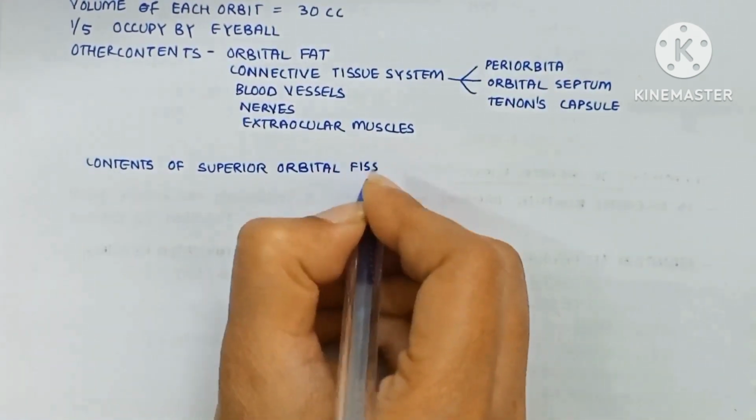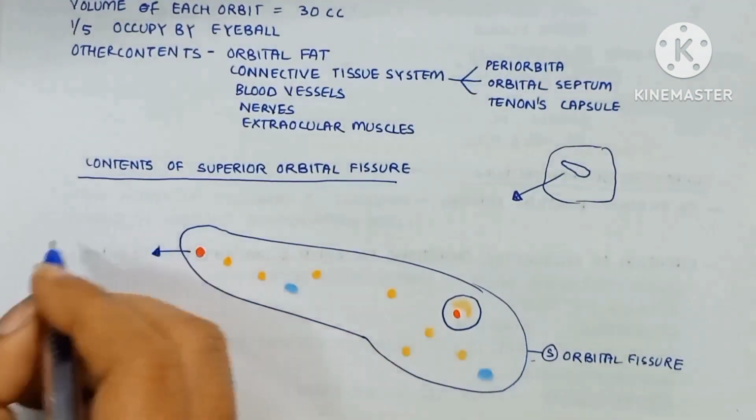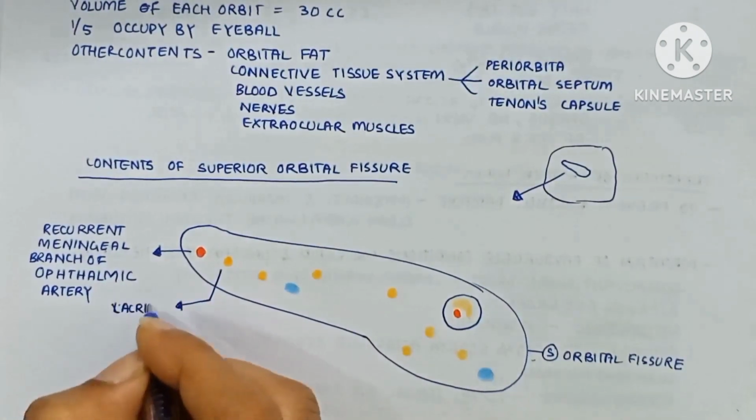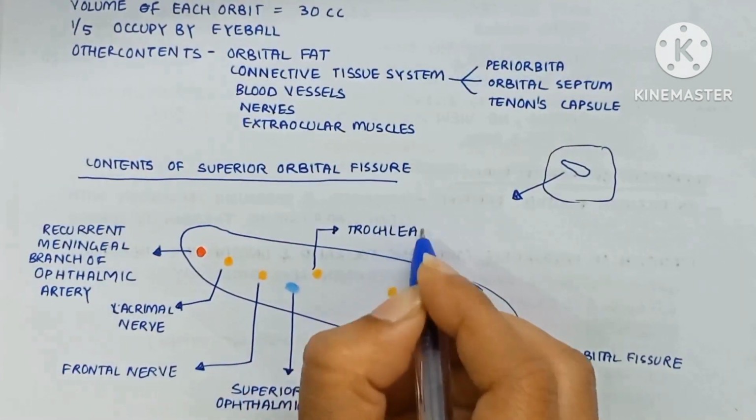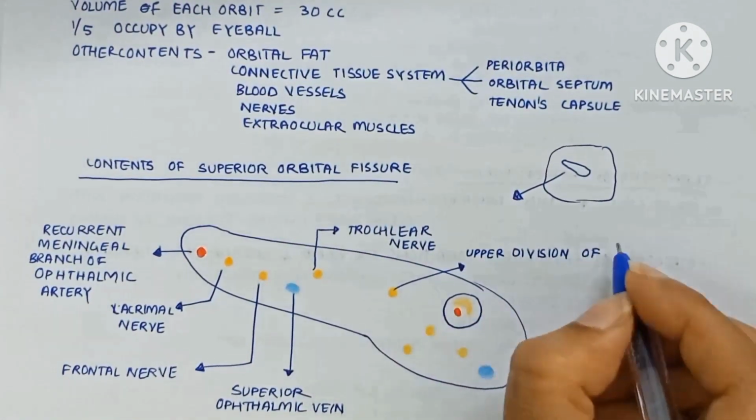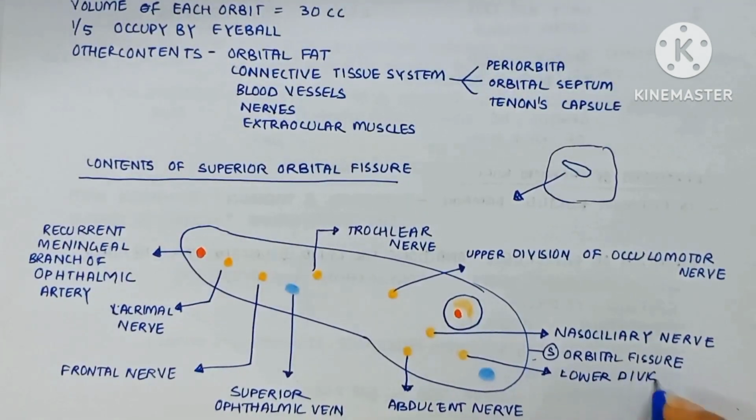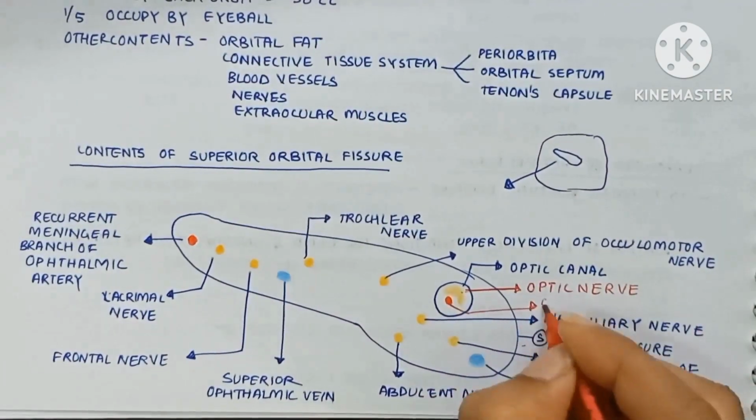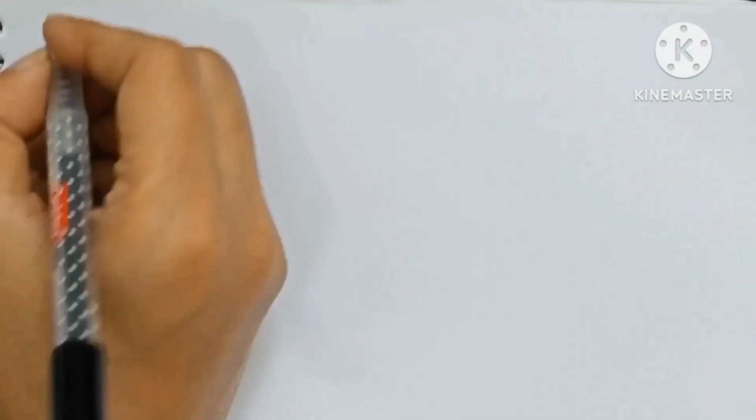Now the contents of the superior orbital fissure. This is the superior orbital fissure. The contents are the recurrent meningeal branch of the ophthalmic artery, lacrimal nerve, frontal nerve, superior ophthalmic vein, trochlear nerve, upper division of the oculomotor nerve, nasociliary nerve, abducens nerve, lower division of the oculomotor nerve, and inferior ophthalmic vein. This is the optic canal, which contains the optic nerve and ophthalmic artery. Now, this is the common tendinous ring.